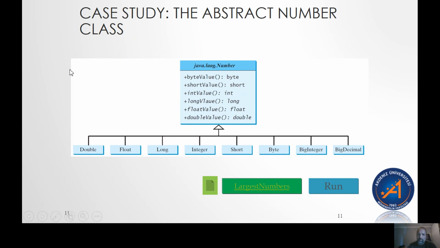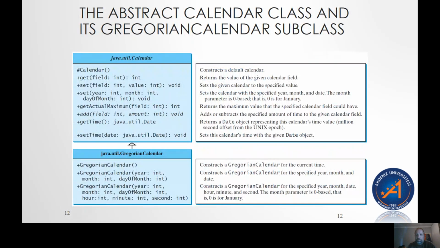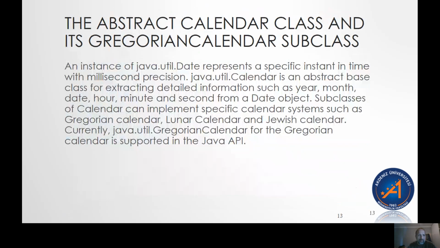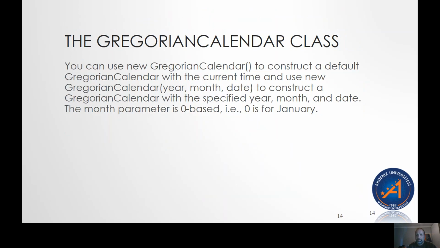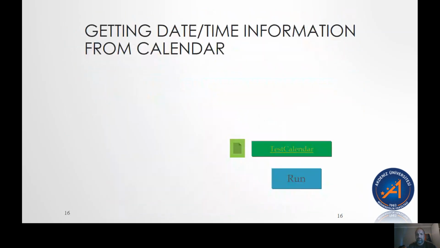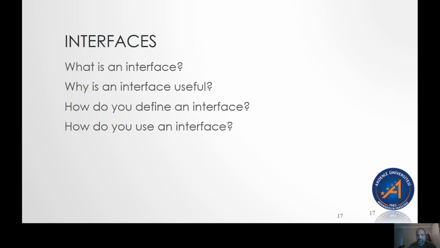Okay. There are some other abstract classes that are useful, like the calendar class. Calendar can be useful for using the date, right? To be able to do logging and stuff like that. I'm not going to spend a lot of time on the calendar class, but you can go back and look at that.